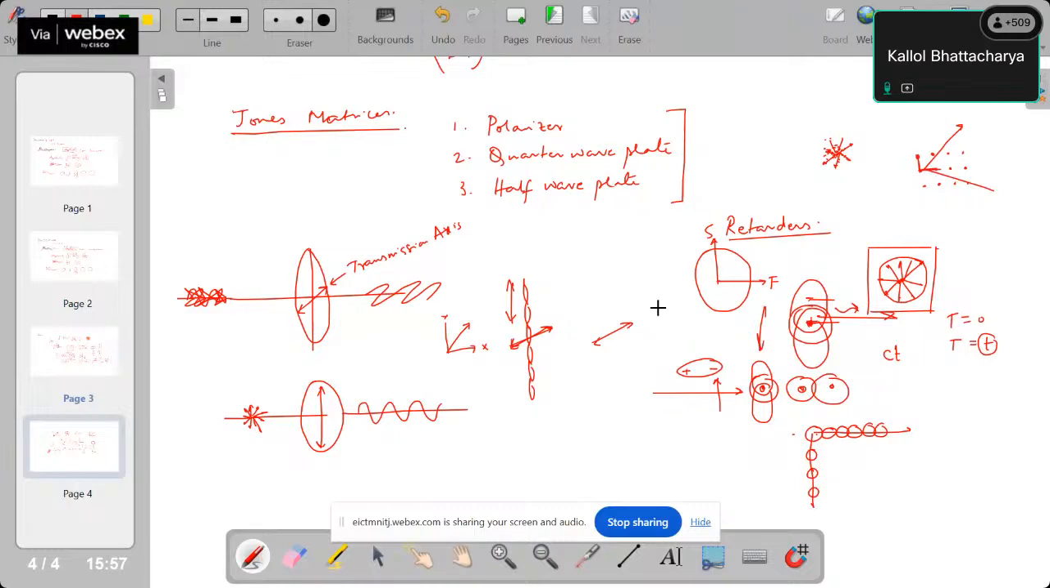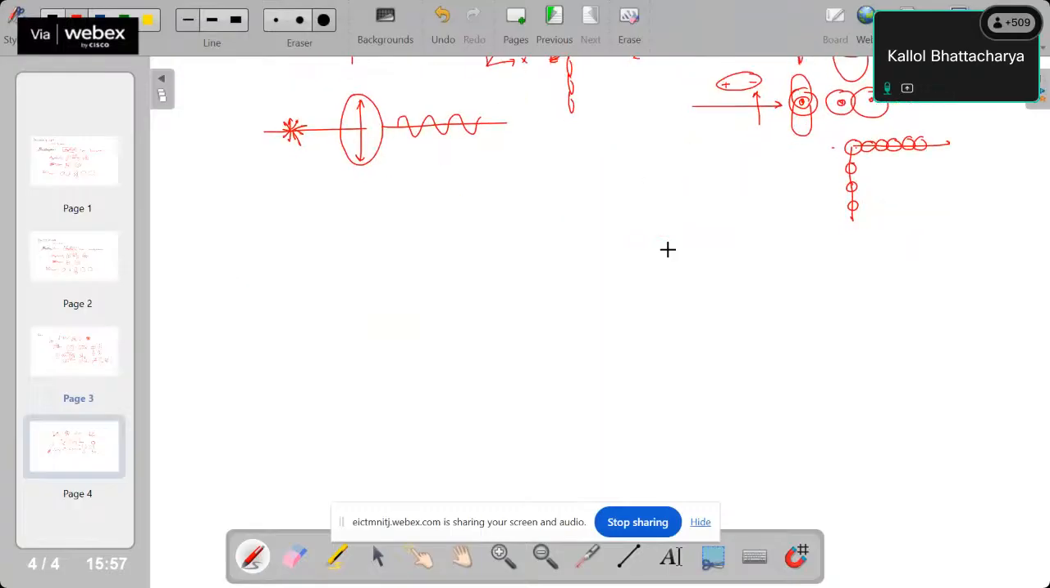So we are talking of retarders. We are talking basically of uniaxial crystals.